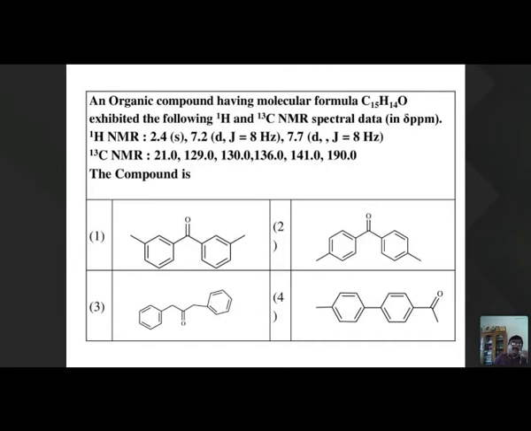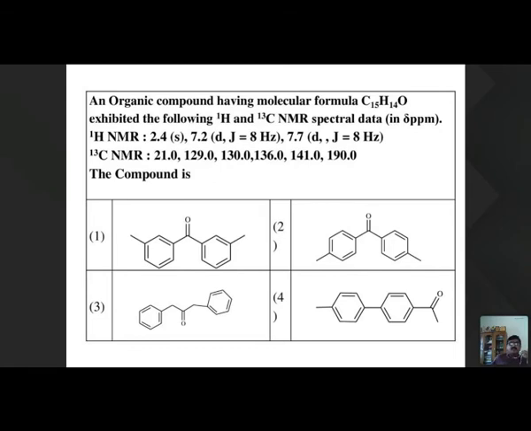Earlier, in the problem, you needed to arrive at the structure and answer. Now it is very easy. They have given the structures, and you just need to eliminate and choose the correct one. So compared to solving the problem, choosing the structure is rather very easy, just based on the number of signals.